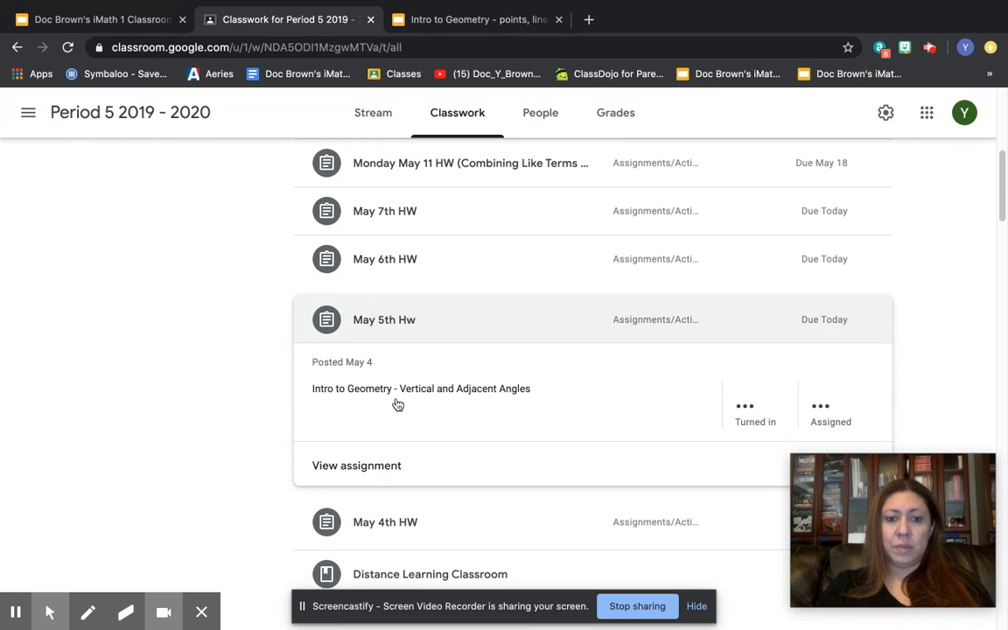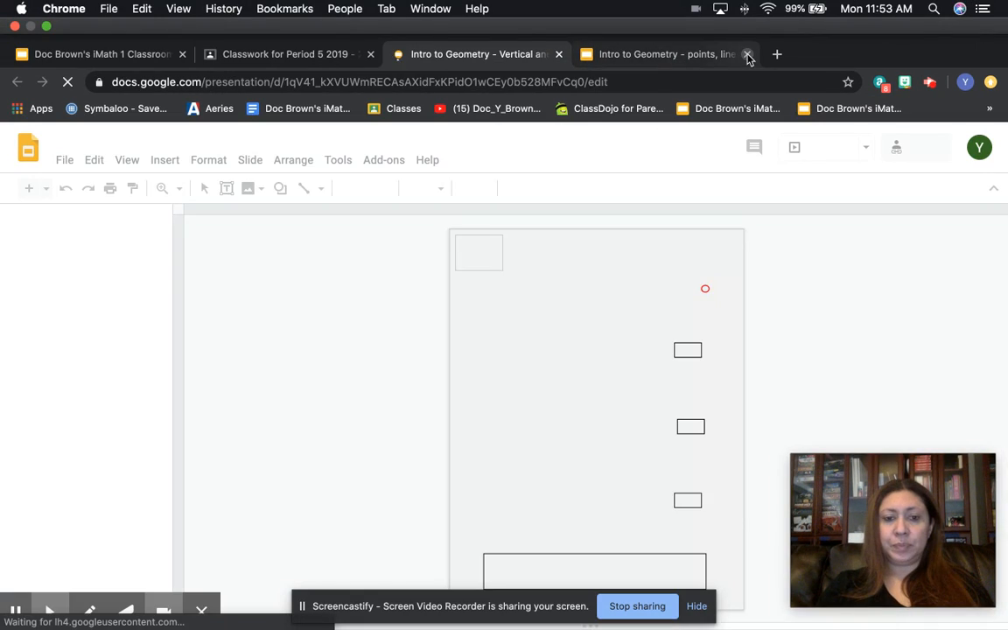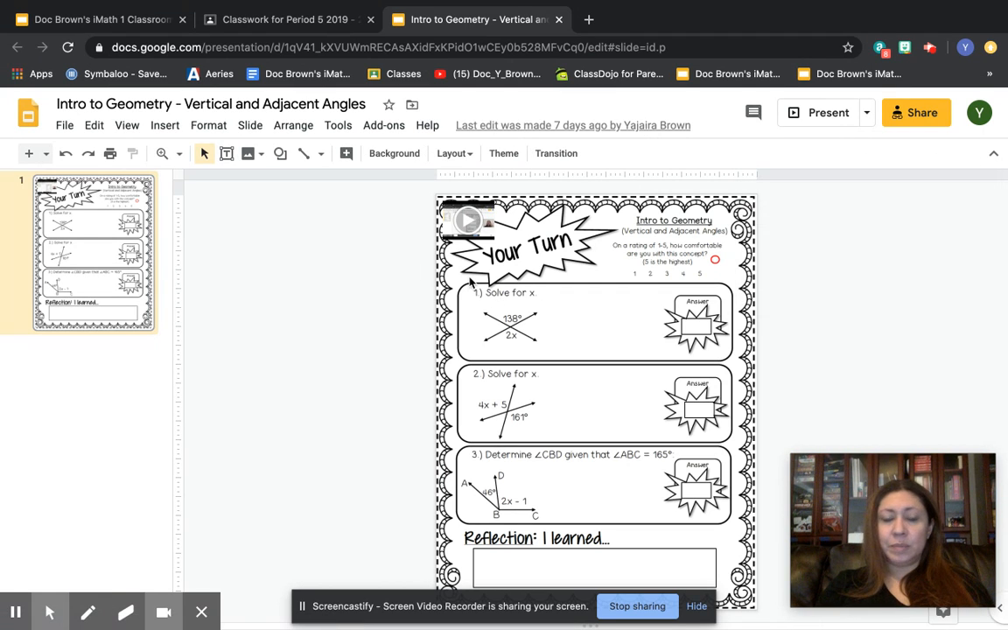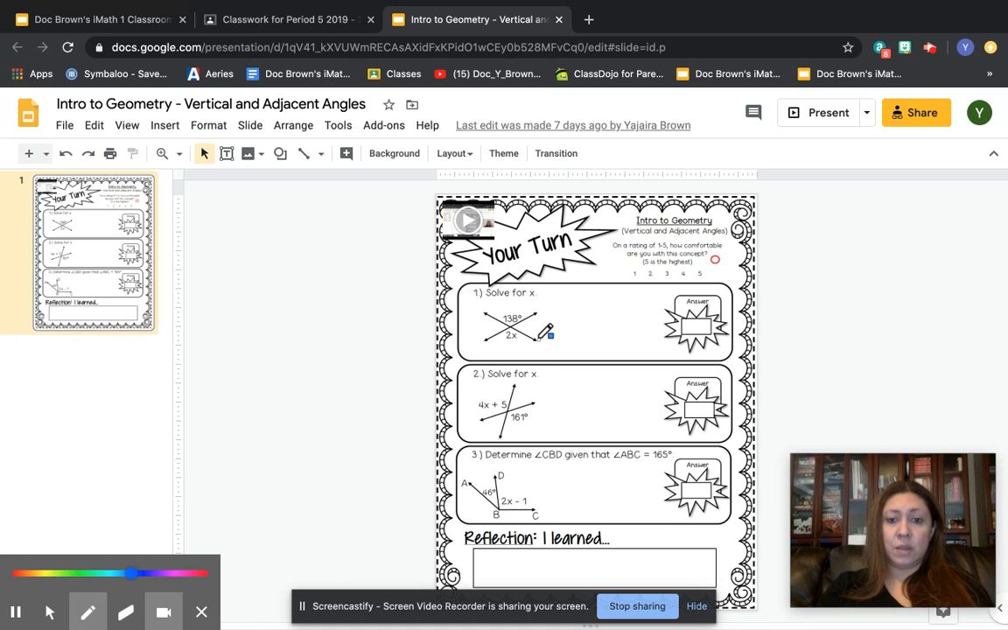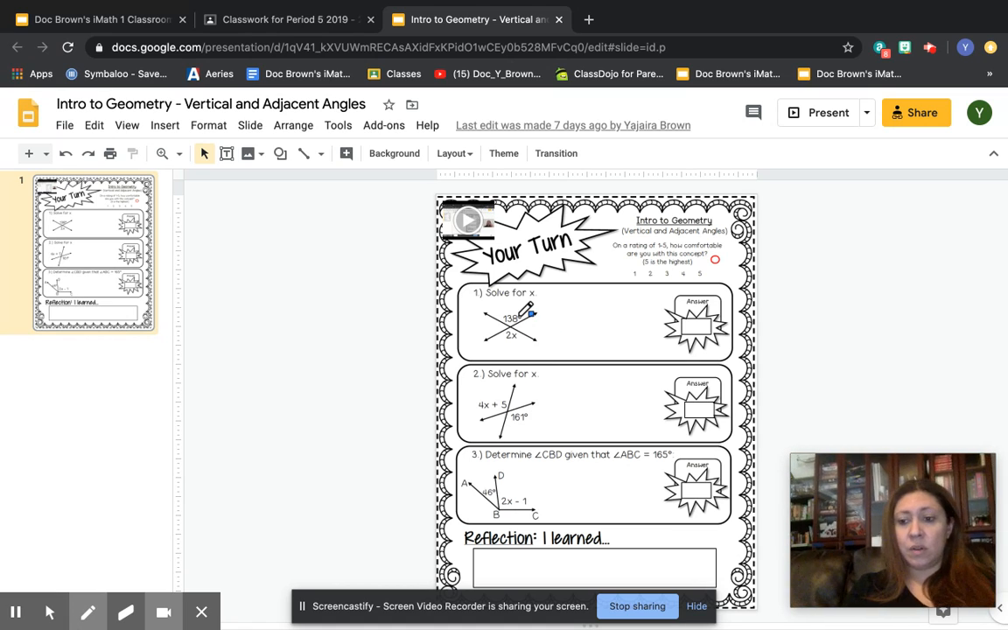Let's go to the next one. This one, again, my notes are right here. For this one, all you have to do is this. So these are vertical angles. When it comes to a vertical angle, sorry, I'm turning it sideways because I'm trying to write on here. I know that both of these are equal to each other.